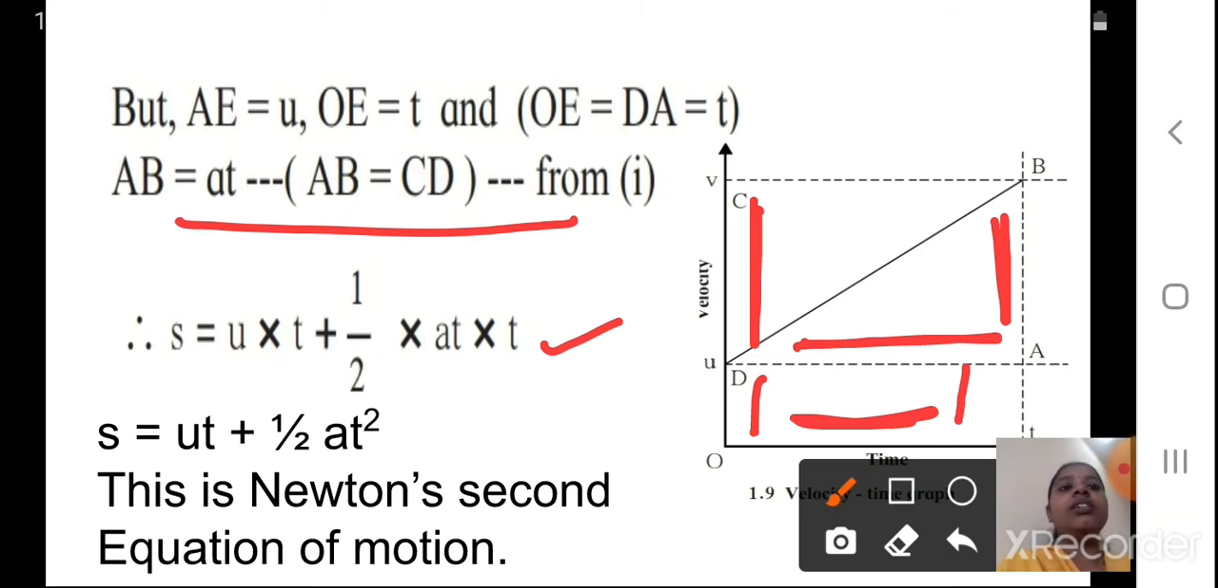Okay students, this T and T will become T square. A is as it is written, half also mentioned, and U and T is UT. Okay, so this is the Newton's second equation of motion.